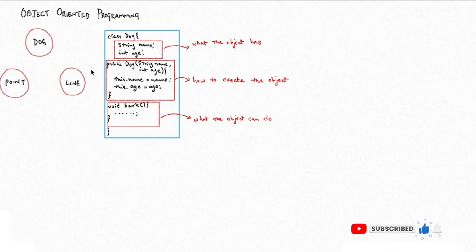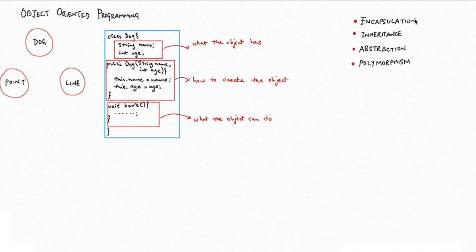So now we know how to create simple objects. Some of those objects might interact with each other, just like we saw in the line and point example, where point was a part of the line class. But when you have a huge program and you're creating a lot of different objects, there are four very important concepts that we always need to keep in mind. Those four concepts are the foundation of object-oriented programming. And those concepts are encapsulation, inheritance, abstraction, and polymorphism.